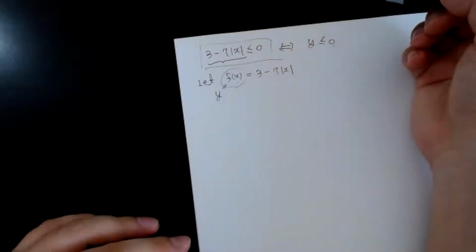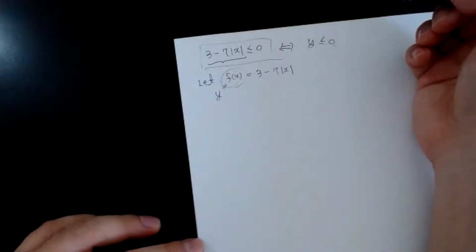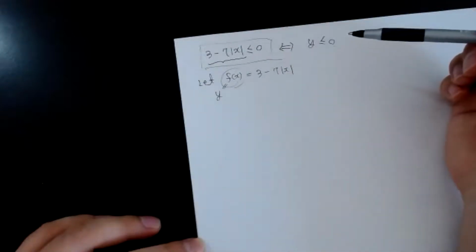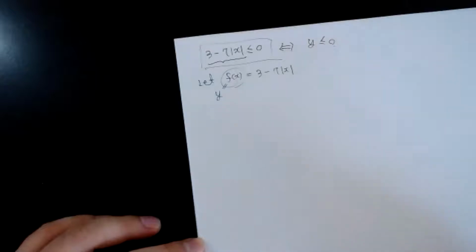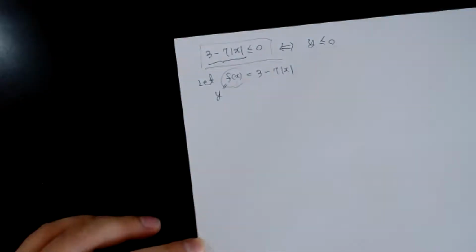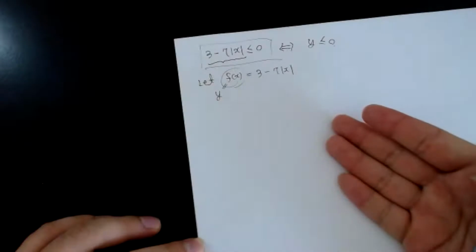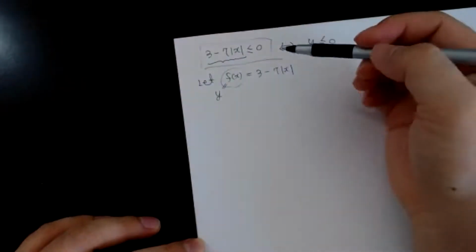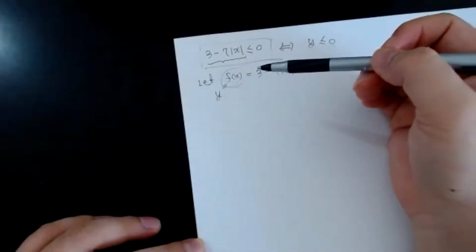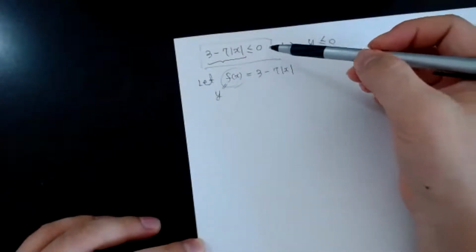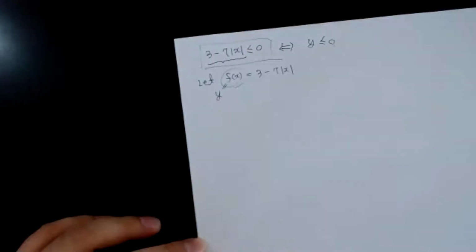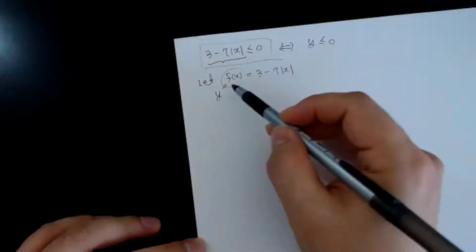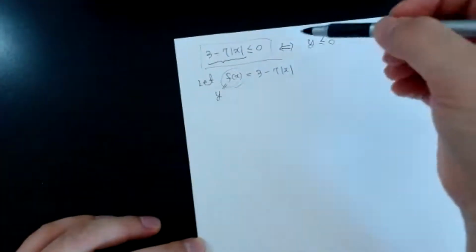But you need to fully understand what I'm going to do, because we're going to see this kind of strategy later. Anyway, keep in mind: first of all, we set 0 on one side, but we already have 0 on the right-hand side. That's the very first step. Step 2, set the left-hand side as a function. So we set f of x equal to 3 minus 7 times the absolute value of x.